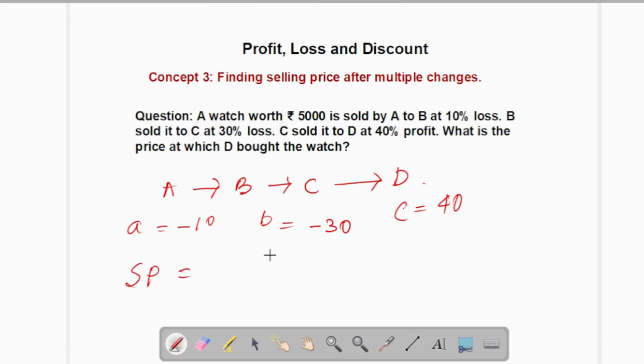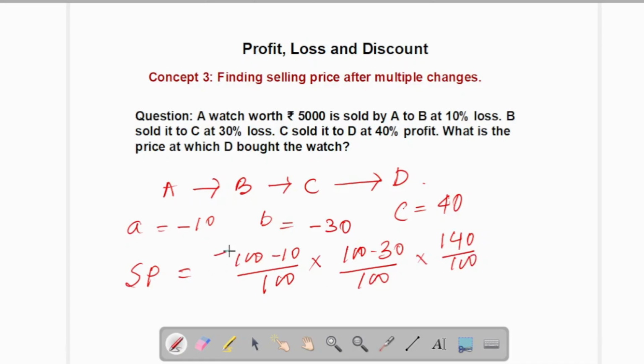The selling price I will get is 100 minus 10 divided by 100 into 100 minus 30 divided by 100 into 140 divided by 100 into the cost price. So what is my cost price? Cost price is equal to 5,000.